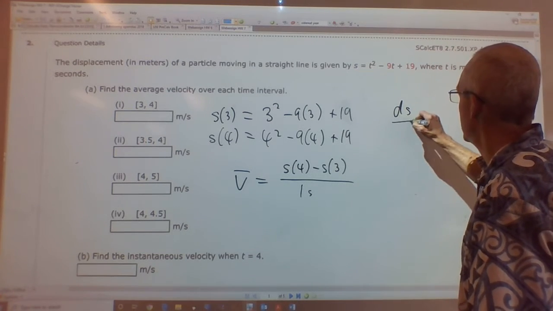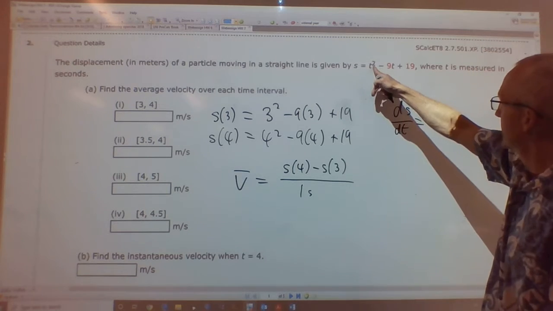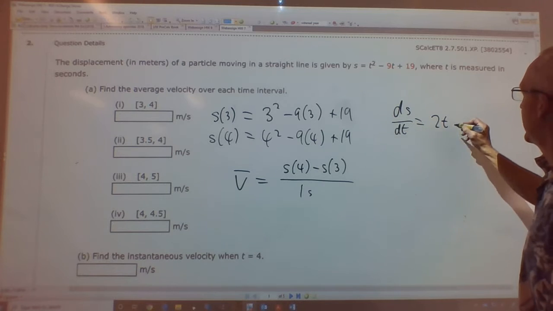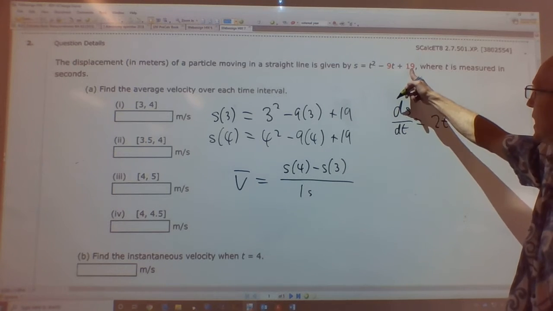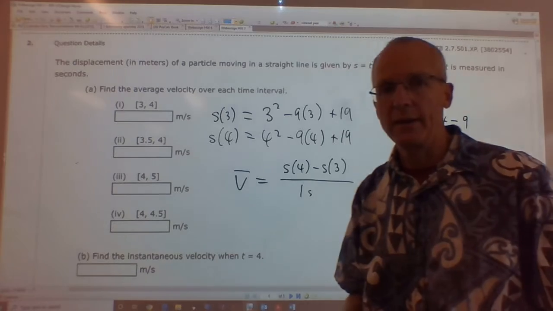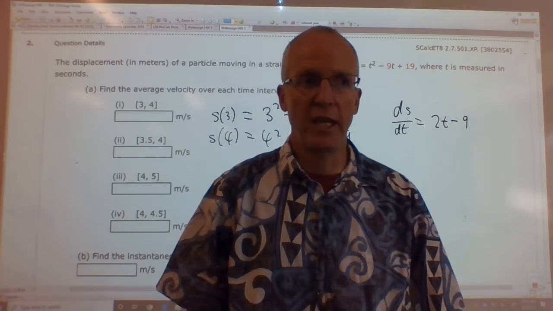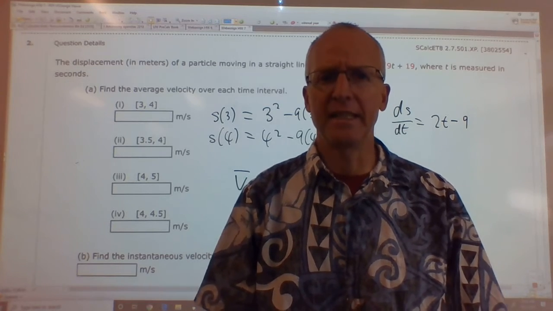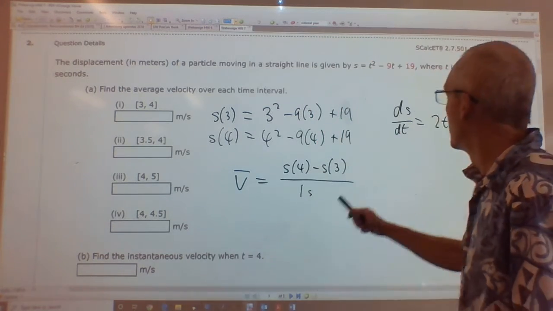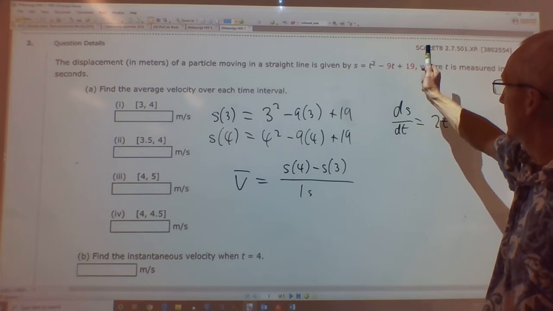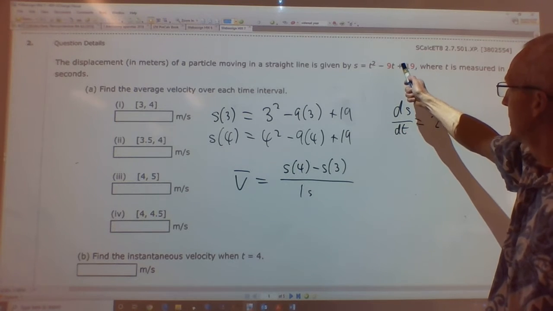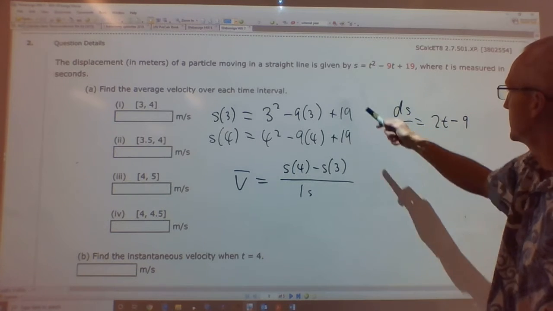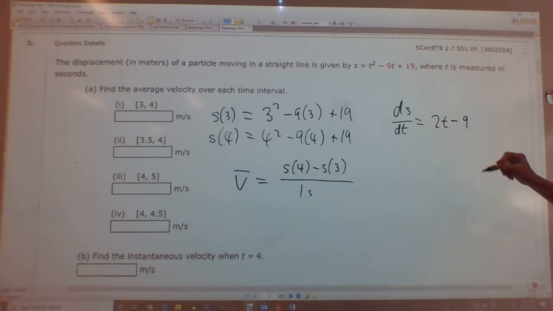So ds/dt, the derivative, right? Derivative of t squared is 2t. The derivative of minus 9t is minus 9. And the derivative of a constant is 0. What is the rate of change of a constant? By definition, constants don't change. 19 is always 19. So when you take the derivative of all constants, the derivative is 0. The derivative of the number in front of a t is just that number, minus 9, and then that would be 2t. And we can just plug in t equals 4 now.